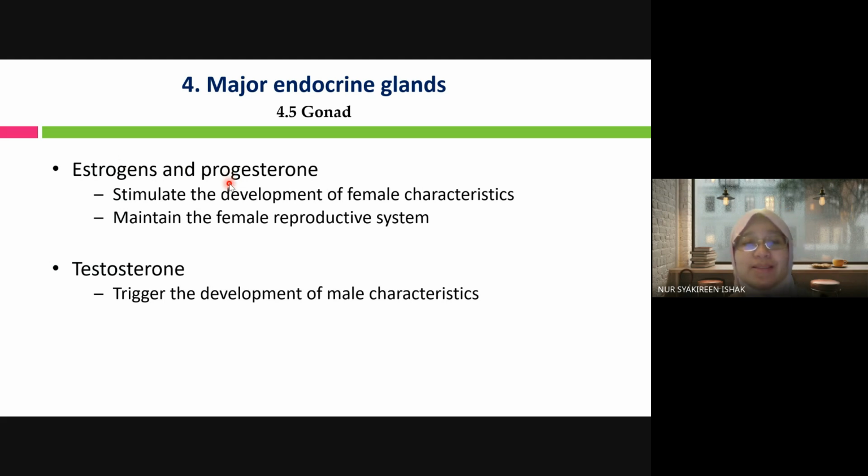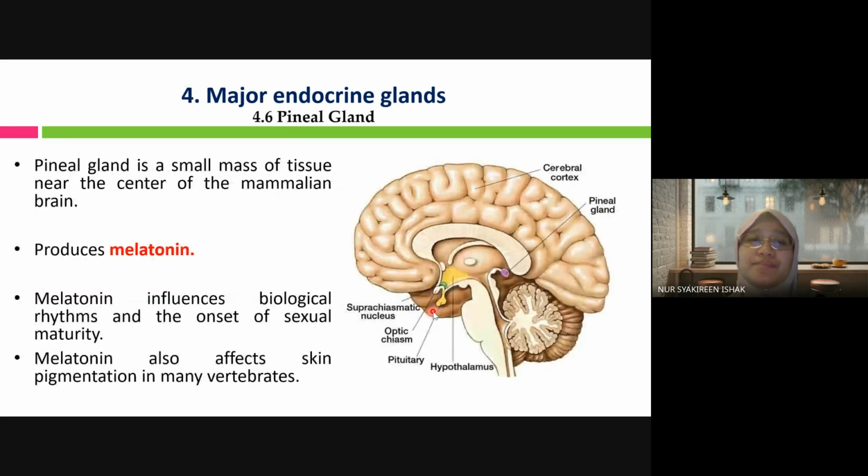It affects, for example, the uterine lining, causing the uterus to thicken, to be ready for implantation of fertilized eggs, and also female characteristics. Testosterone triggers development of male characteristics, including spermatogenesis. Okay, so next one is the pineal gland.